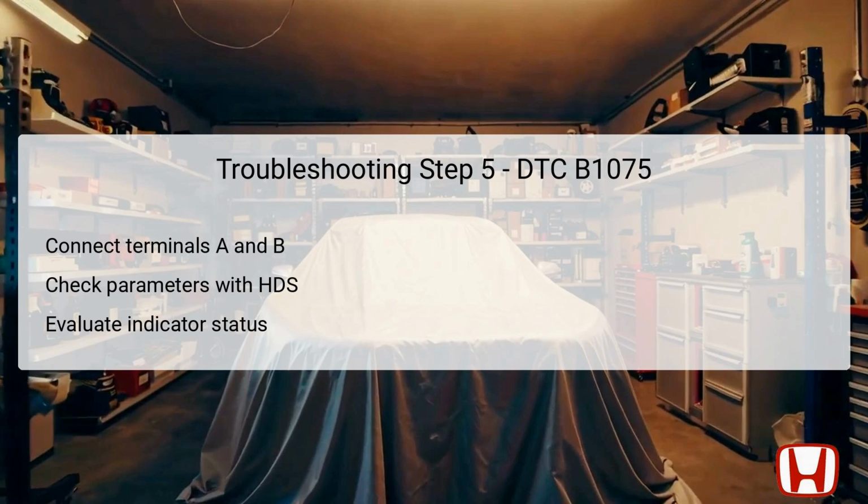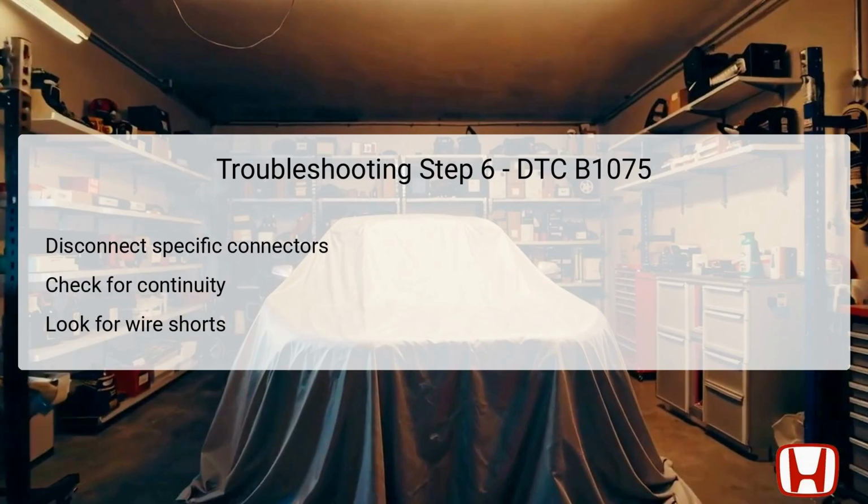After establishing this connection, check the parameters again using the HDS. You will be focusing on whether the headlight switch information indicator is now signaling on. If it is, this indicates that there is likely an open circuit or high resistance in the wiring that requires repair. However, if the indicator is not on, you should proceed to considering the replacement of the relay control module. Ensuring proper checks at this stage directly impacts repair decisions.